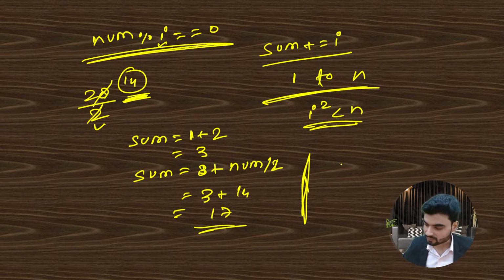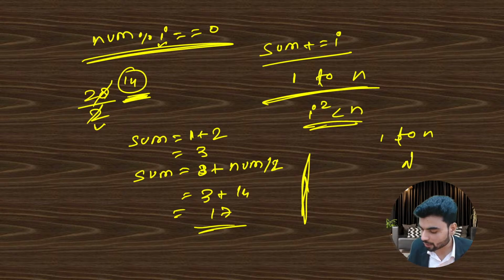Actually, Prince, to optimize it, because anyhow previously we were checking from 1 to n, now we are checking till where? The square root of n, right?